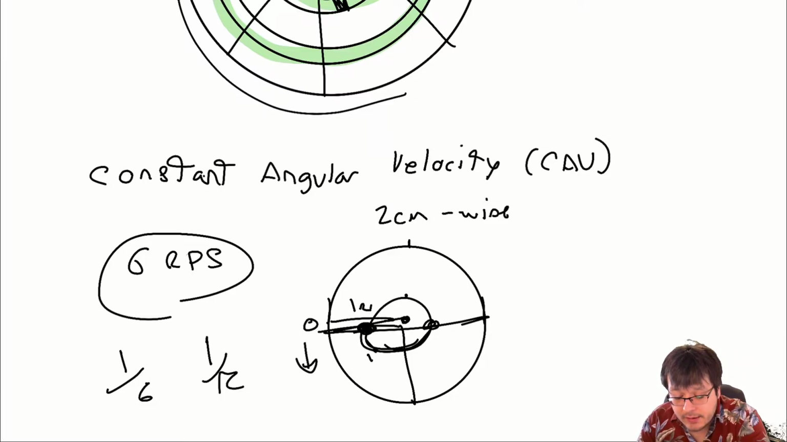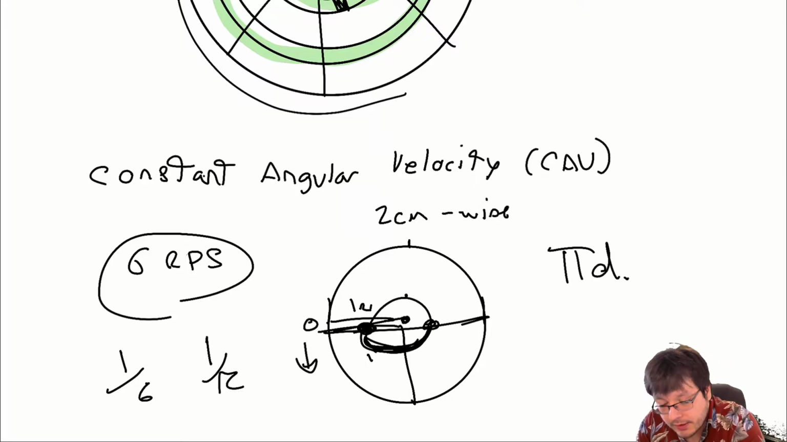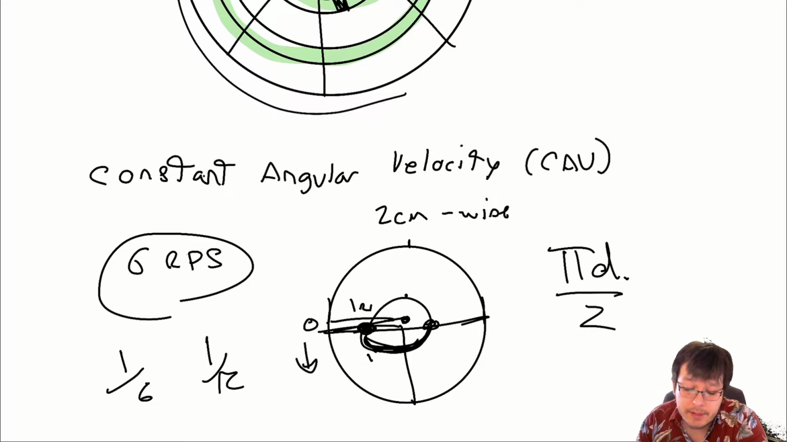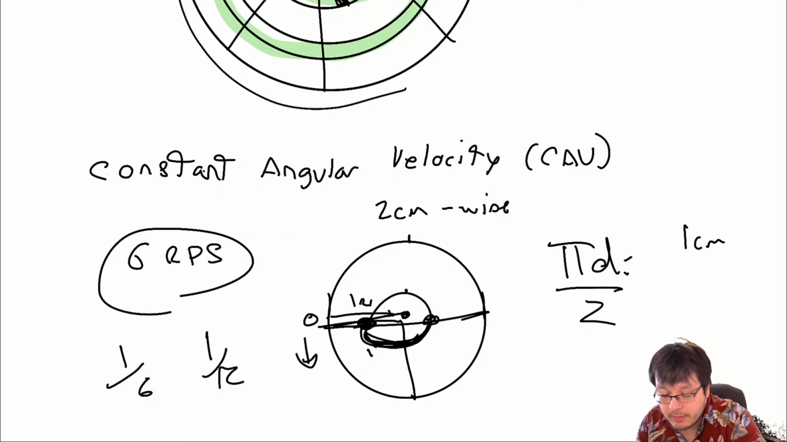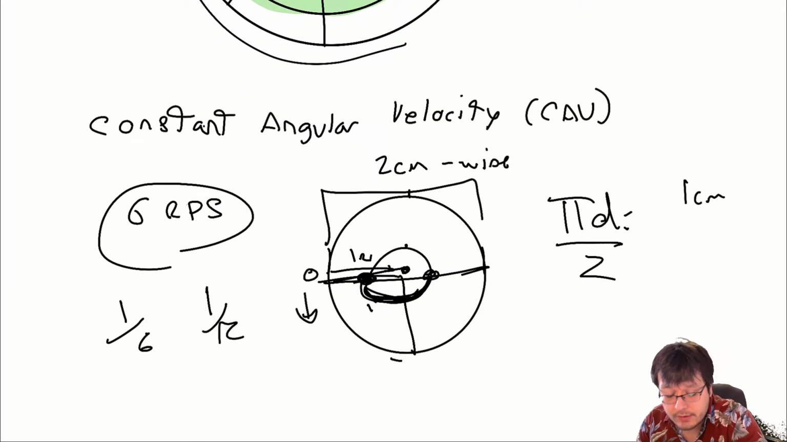The distance here, how can we calculate that? Well, the circumference of the circle is pi times d, right? So if we want half of that, it's just pi times d divided by 2. In this case, the d of the inner track, let's say, is 1 centimeter, because the whole thing is 2 centimeters. The outside track, which is the full width of the disk, is going to be 2 centimeters.